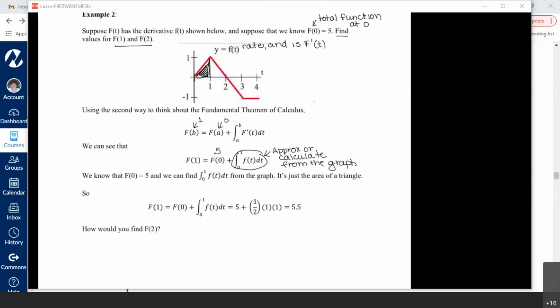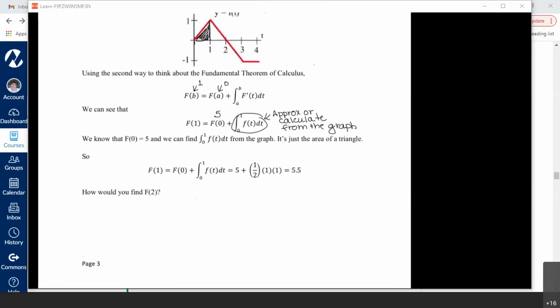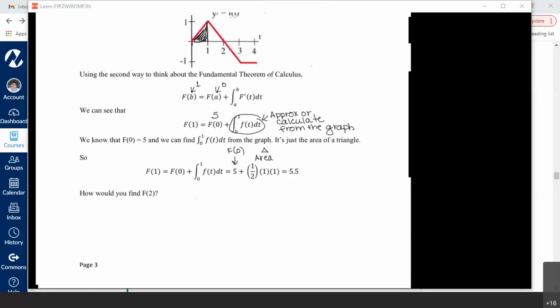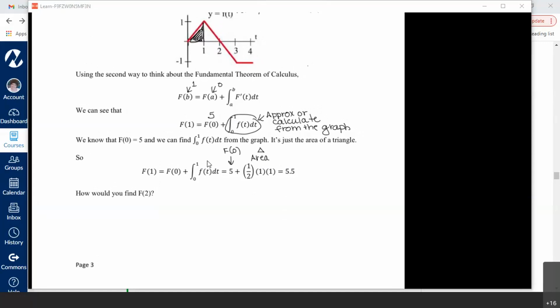You can see that's a triangle. It has a base of 1 and a height of 1. If you look down here, you can see they plugged in the 5 for f of 0, and here's the area of the triangle. So here's the given f of 0, and then the triangle's area from 0 to 1. This turns out to be a half. So basically, you've got f of 1, the value of the total function at 1, is 5.5.